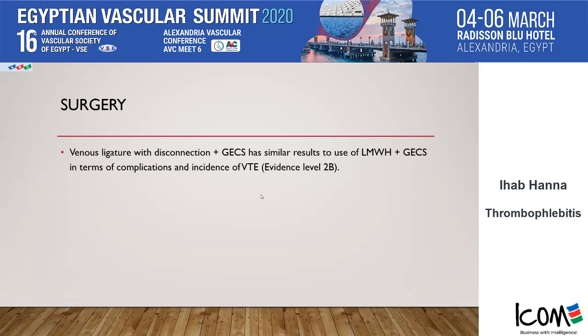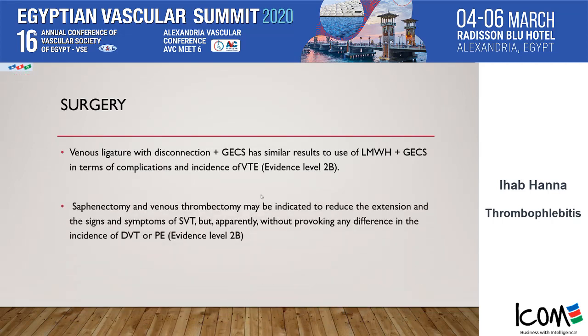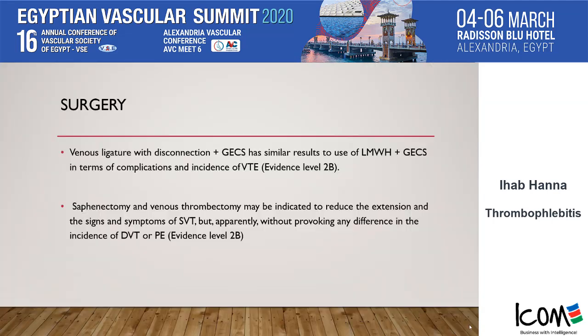Lastly, the surgery: venous ligature with disconnection and elastic stocking gives results similar to low molecular weight heparin and elastic stockings. Saphenectomy and venous thrombectomy may be indicated to reduce the extension.